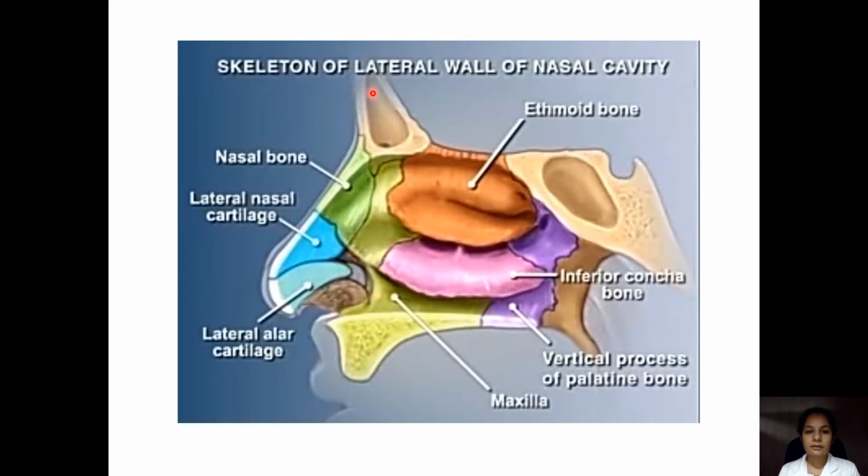This shows the frontal sinus and posteriorly the sphenoid sinus. Sphenoid sinus formed by the sphenoid bone, and the depression over the sphenoid sinus known as sella turcica lodges the pituitary gland.